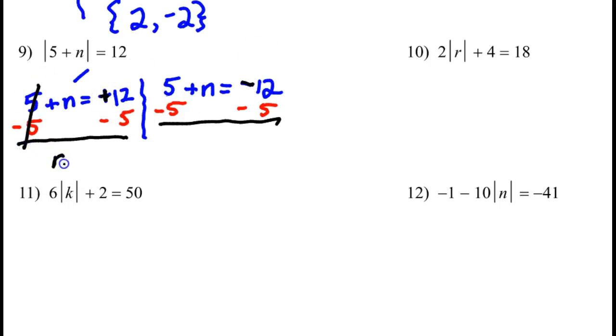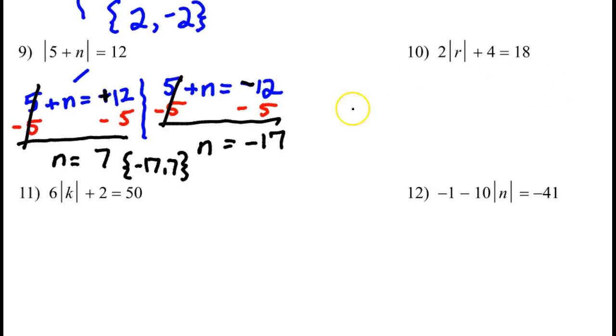So we get 0 here, n equals 7, okay? And 5 minus 5 is 0, n equals negative 17. And of course, you use braces, negative 17, 7. And the more you practice making those braces, the easier it gets.